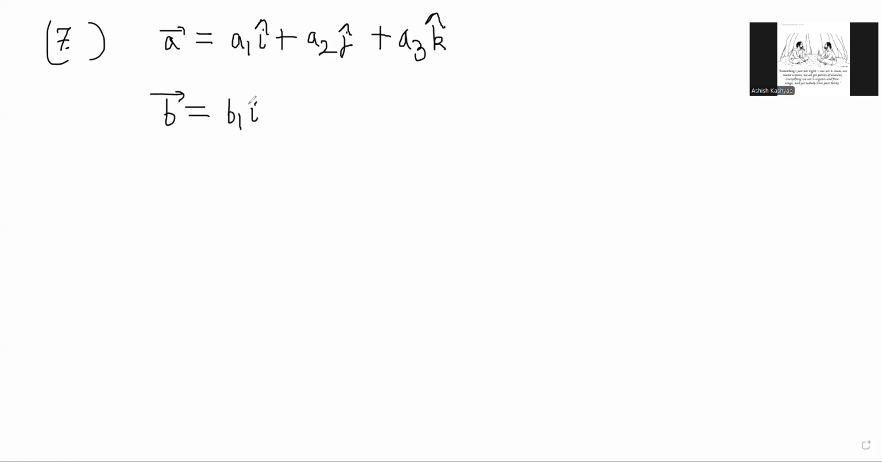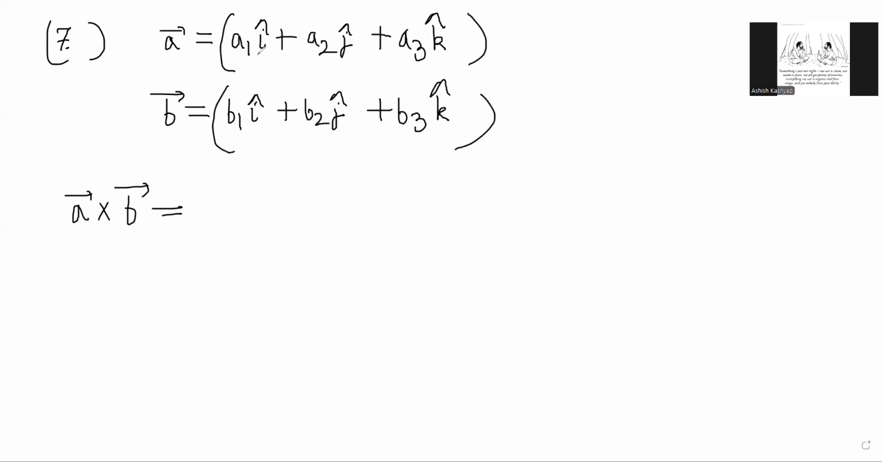Then using that, if you have two vectors given as a1 i plus a2 j plus a3 k, and another vector b1 i plus b2 j plus b3 k, the cross product a cross b, you can do it step by step by doing distributive multiplication of this whole expression with this, and do i cross i is 0, i cross j is k, i cross k is minus j, and so on.